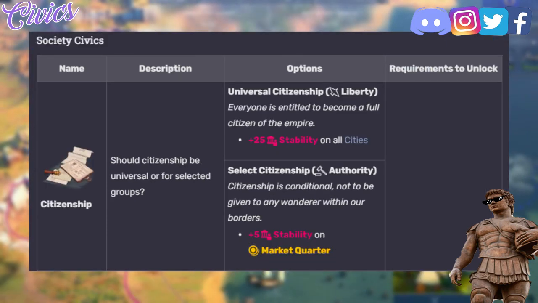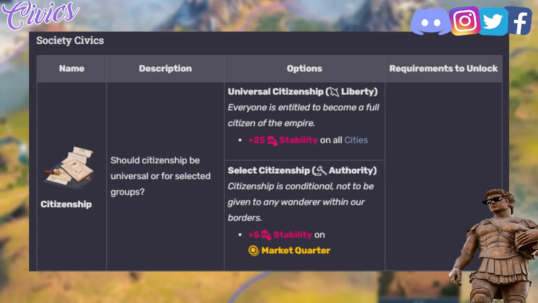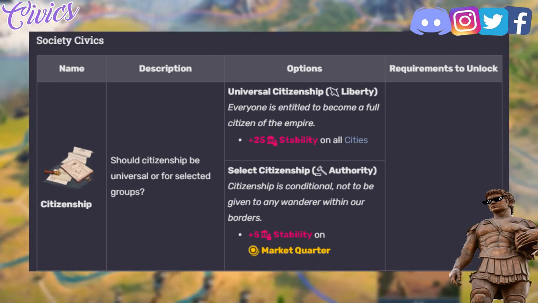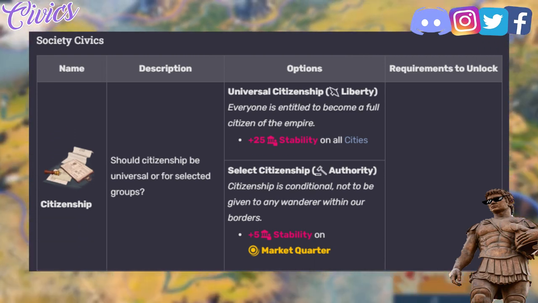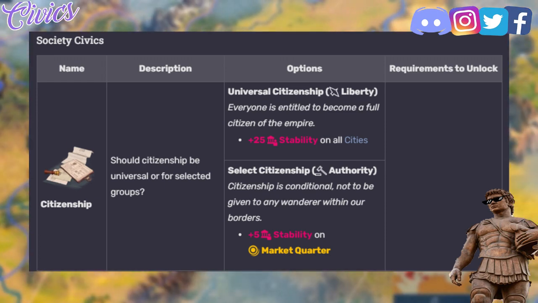Society civics. Citizenship. Should citizenship be universal or for selected groups? Option A, universal citizenship, liberty. Everyone is entitled to become a full citizen of the empire. Receive plus 25 stability on all cities.